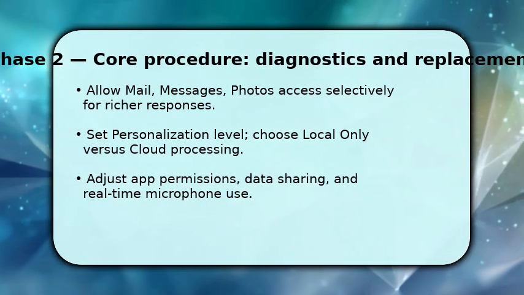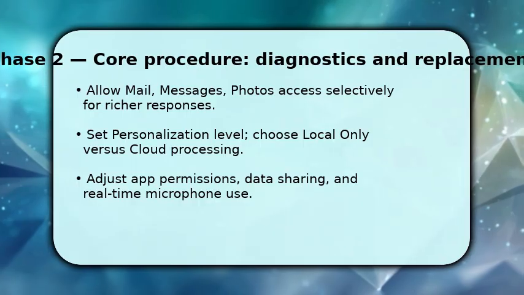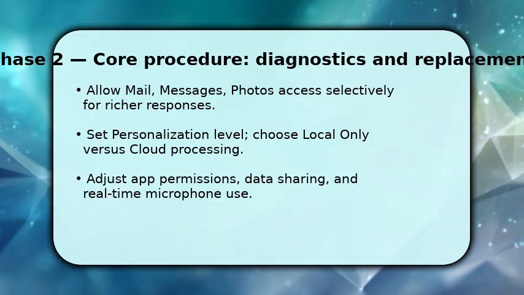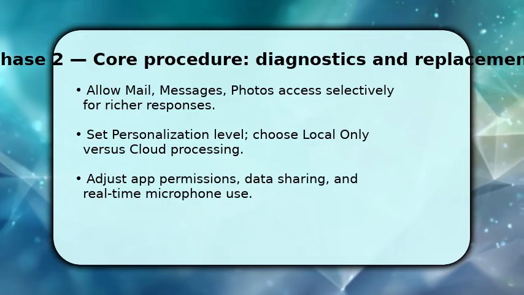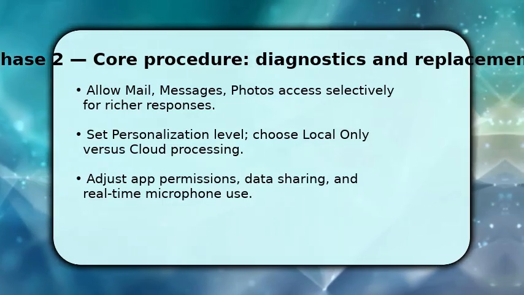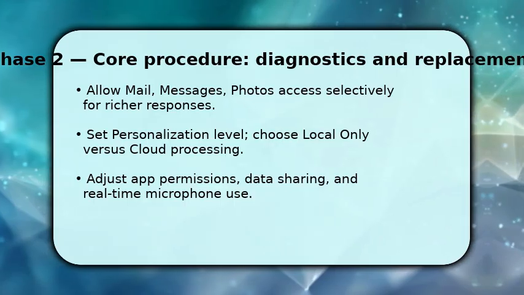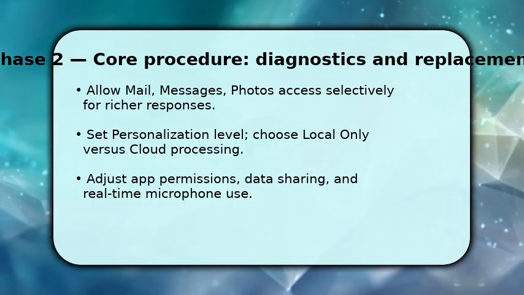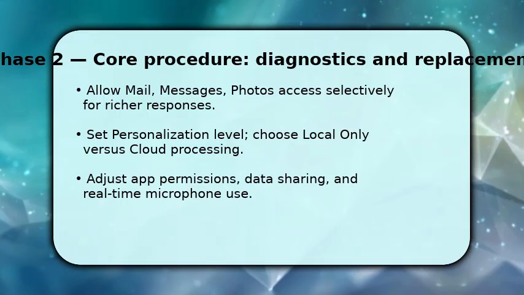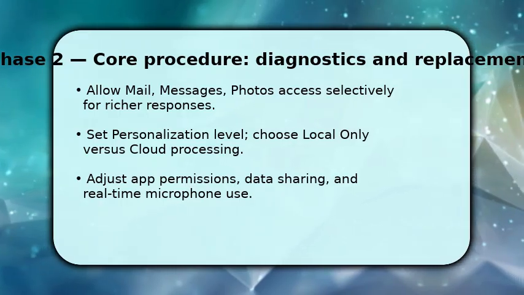Once enabled, configure what Apple Intelligence can access. Allow mail and messages for summarization, photos for context, and selected apps for actions. Choose personalization level. Local processing keeps data on device, while cloud options improve accuracy for complex tasks.